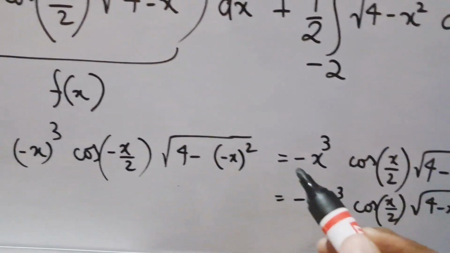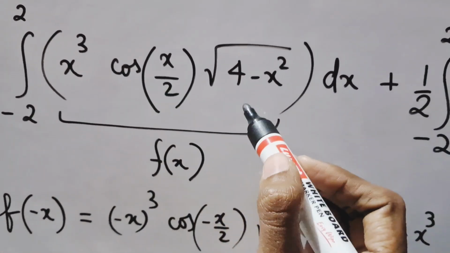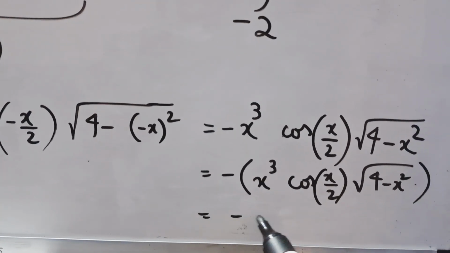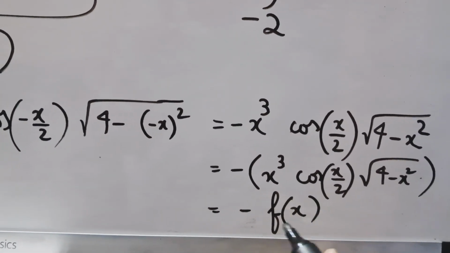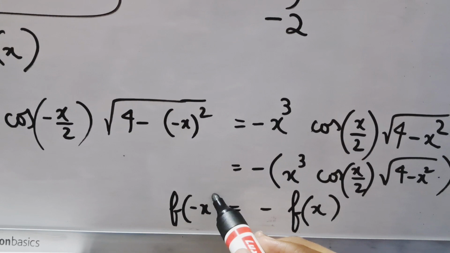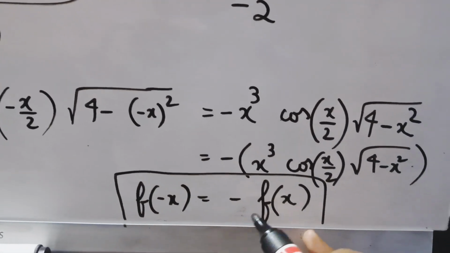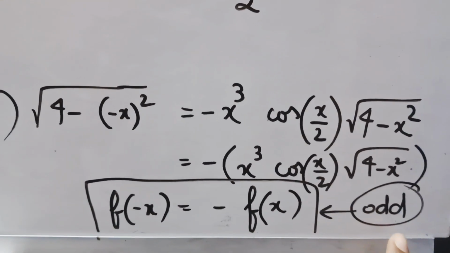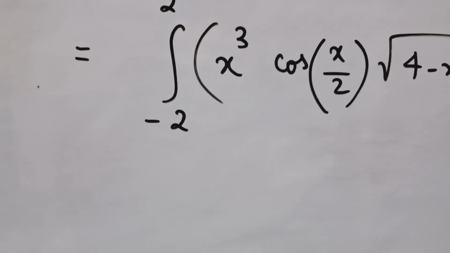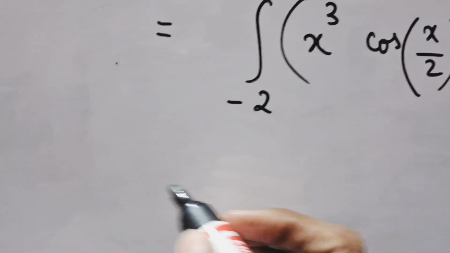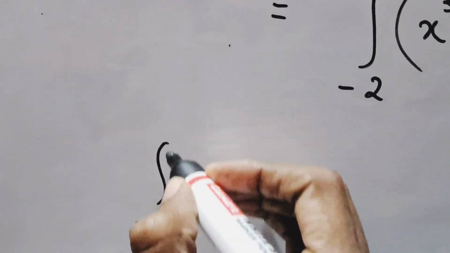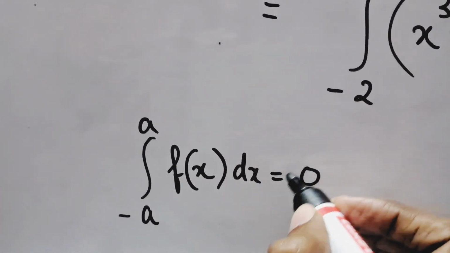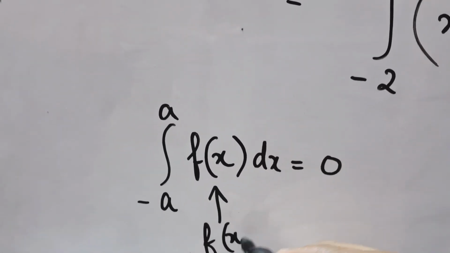So what we have seen is that f of x is x cube cos x by 2 square root of 4 minus x square. And what is this? It is nothing but minus f of x. So we have started with f of minus x and we ended with minus f of x. What is this definition? It is an odd function. And if it is an odd function, what property do we apply? Minus a to a f of x dx will be equal to 0 when f of x is odd.